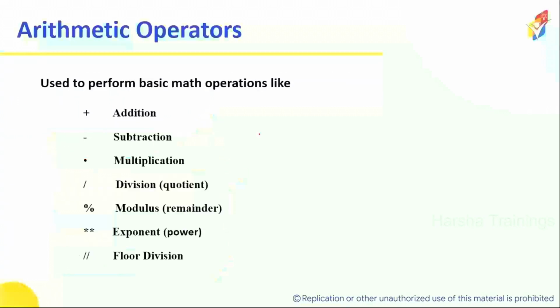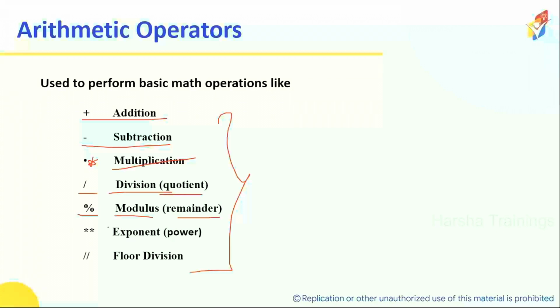Now, Python supports these arithmetic operators. Plus for addition, minus for subtraction, star for multiplication, slash for division and quotient, mod for modulus and remainder, and 2 stars for exponential, also called power. Double slash for floor division. Shall I go one by one? Yes. Yeah, look at here.